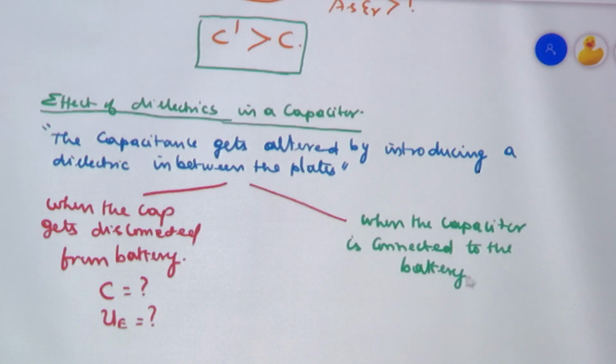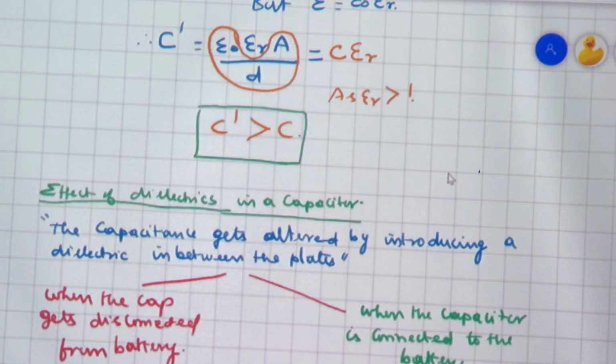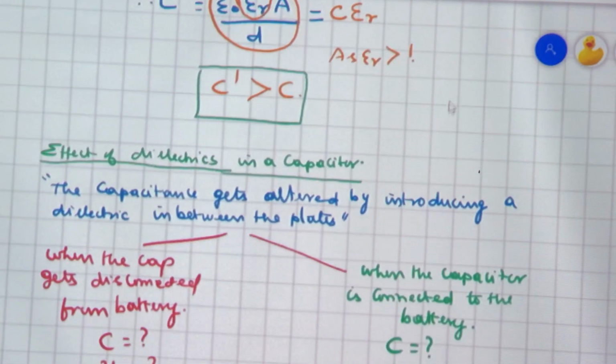So for these two cases, we have to calculate the capacitance and also the potential energy that is stored. In general, by introducing a dielectric in between the plates of a parallel plate capacitor, replacing air, the capacitance gets altered. So how can you obtain an expression for this? In general, the expression I have dealt with in the previous lines: C dash is equal to epsilon 0 into epsilon r into A by D, or C into epsilon r.